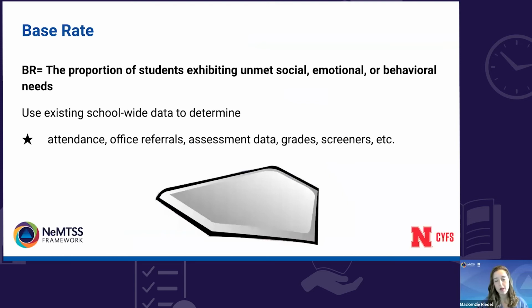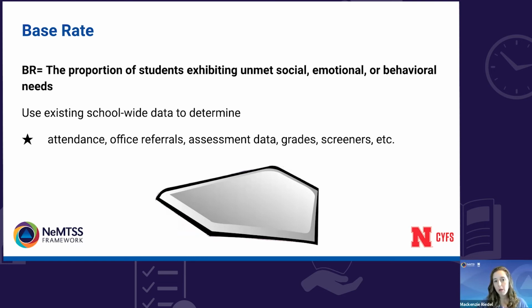Moving on to base rate, this is the percentage or the proportion of students exhibiting unmet social, emotional, and behavioral needs. So when we think about screening data, you would think about what percentage of your students are flagging at risk or at high risk. And then you would use that number, and that would be your base rate.